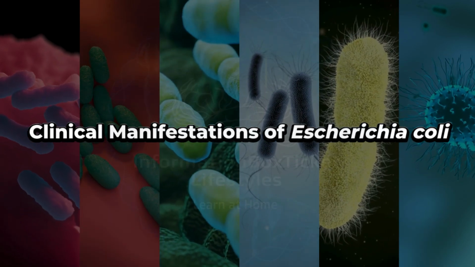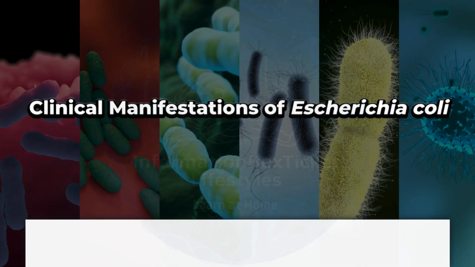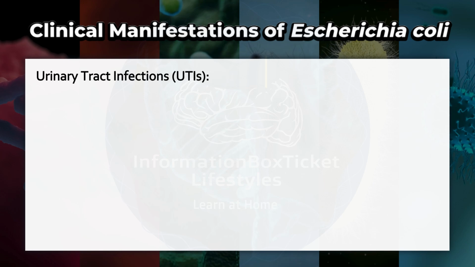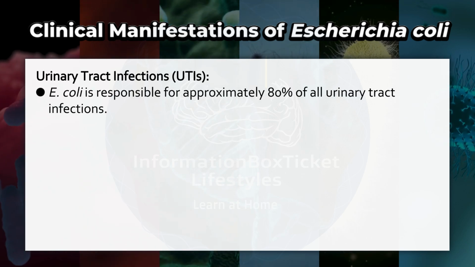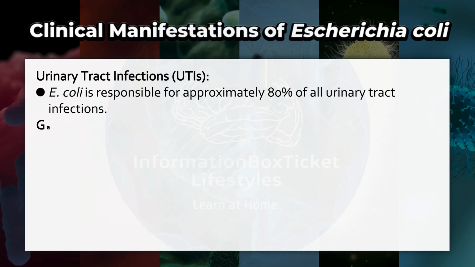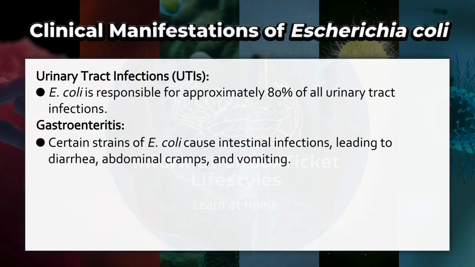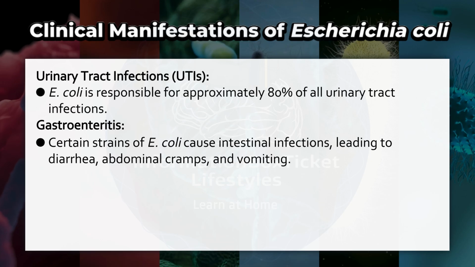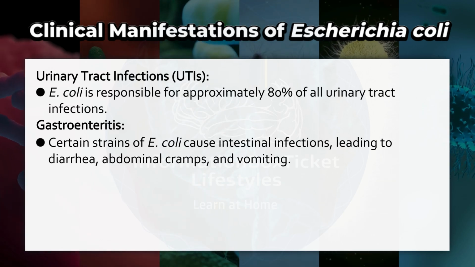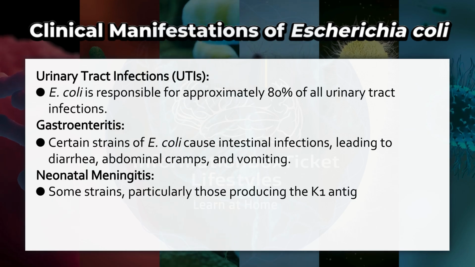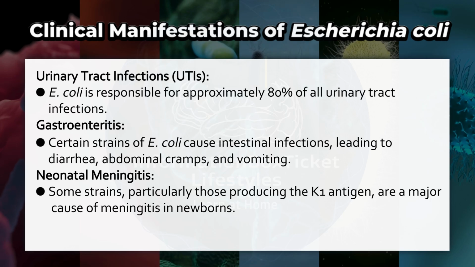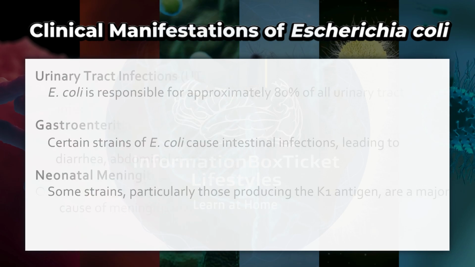Clinical manifestations of Escherichia coli. Urinary tract infections, UTIs. E. coli is responsible for approximately 80% of all urinary tract infections. Gastroenteritis. Certain strains of E. coli cause intestinal infections, leading to diarrhea, abdominal cramps, and vomiting. Neonatal meningitis. Some strains, particularly those producing the K1 antigen, are a major cause of meningitis in newborns.